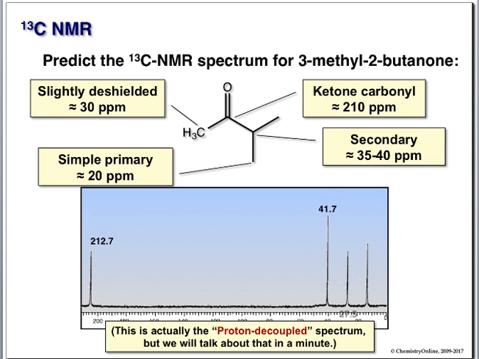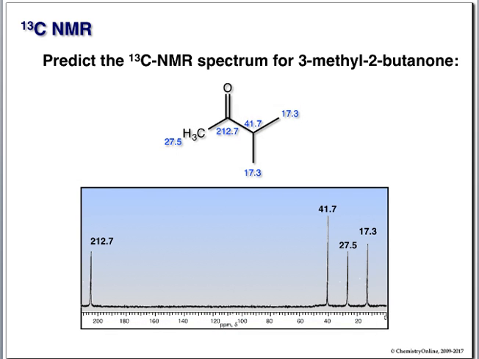Now actually this is what's called a proton decoupled spectrum. But we'll talk about what that means in just a few minutes. Right now let's just look at the chemical shifts and see what we really have. For our carbonyl, we said around 210. It's actually around 212. Here's our secondary carbon.